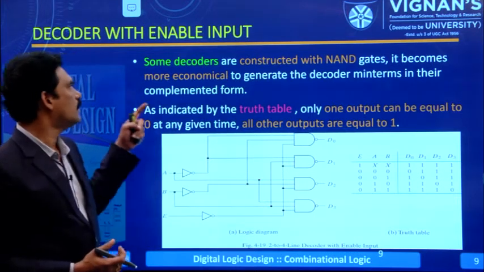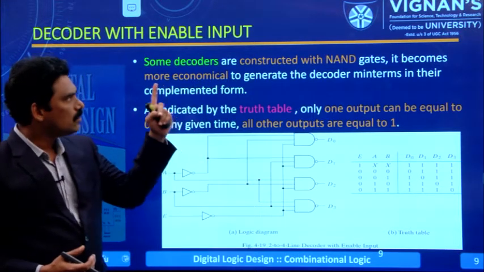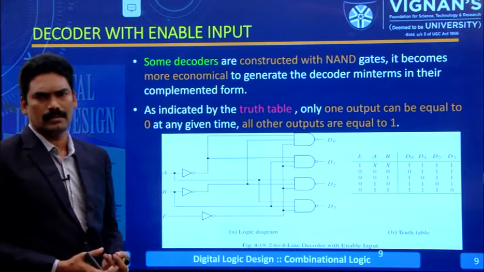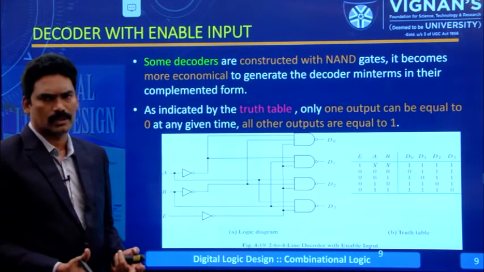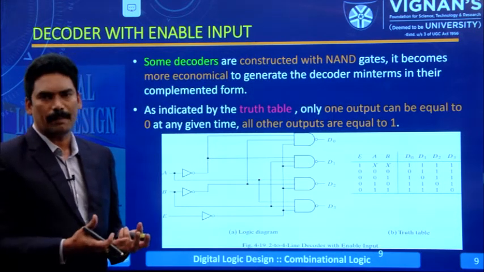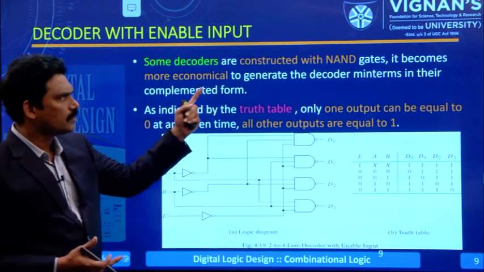Some decoders are constructed with NAND gates. We know about NAND gates. These are all universal gates. The NAND gate is the universal gate. By using these gates, we can build any type of circuit. So, some decoders are constructed with NAND gates.